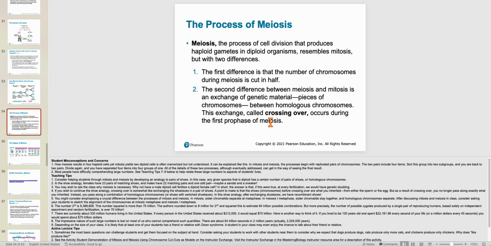Okay. All right. Now, here's where the variation occurs. In meiosis 1, we have something called crossing over. How do I know it's meiosis 1? Because it says right here, first phase of meiosis. So in meiosis 1, we have crossing over. Now here's the magic about crossing over.